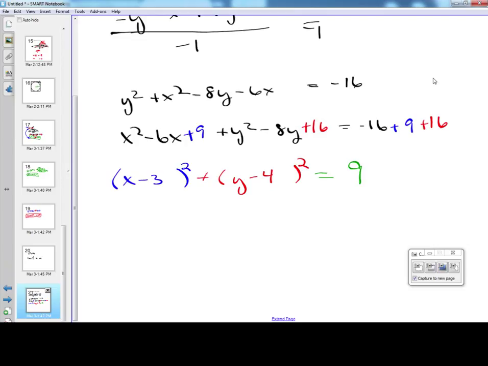Because you use the formula. What if, say, y squared was positive, but then x squared was negative? What would you do then? You don't. That wouldn't be a circle at all. Okay? We'll ask that in a little bit. Let everybody catch up.